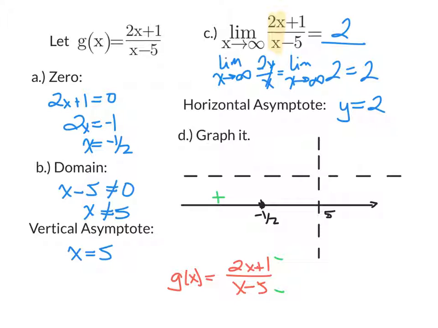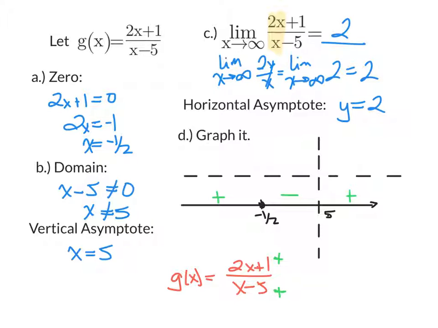If we pick a number in between negative 1/2 and 5, like 0, and plug that in, we'll get 0 plus 1, which is positive, and 0 minus 5 is still negative. So the entire fraction is negative. And then lastly, pick a number greater than 5, like a million. 2 million plus 1 is positive, and a million minus 5 also positive, so this entire fraction will be positive.